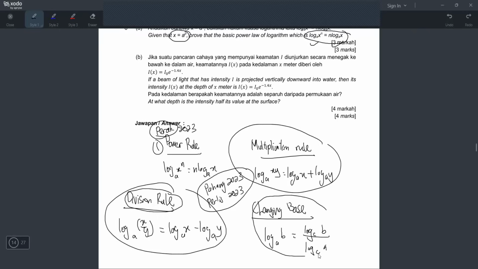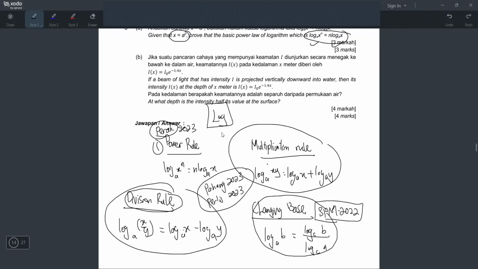And finally is the changing base one. I didn't show you the question example, but it came out in SPM actual 2022, I think. Yes, SPM 2022, this one came out. So all these questions actually come out in SPM actual and trials. You have to make sure you know how to prove all these four formulas. But this is just under the logarithm chapter.